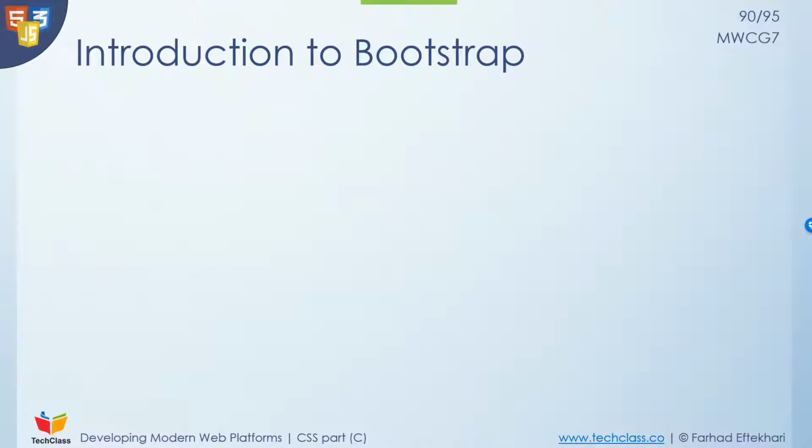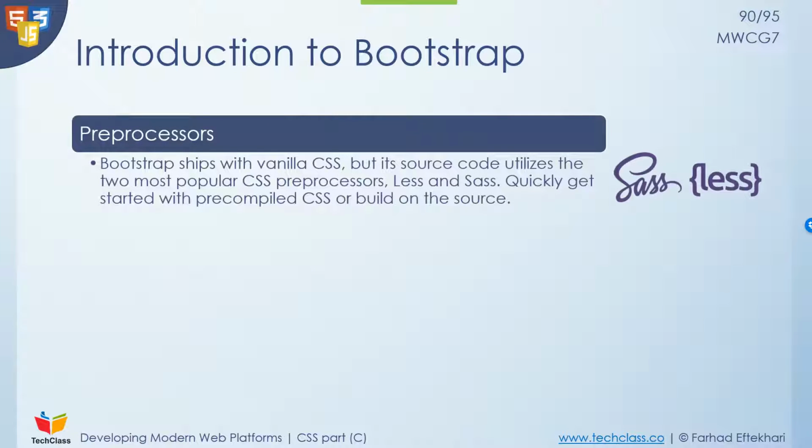But for now, let's just understand the characteristics of Bootstrap. The first one is preprocessors. Bootstrap ships with vanilla CSS, but the source code utilizes the two most popular CSS preprocessors that we already got familiar with, Less and Sass. Quickly get started with precompiled CSS or build on the source.